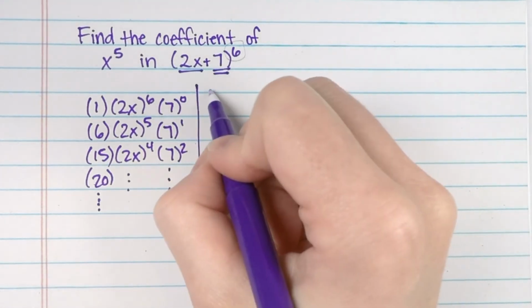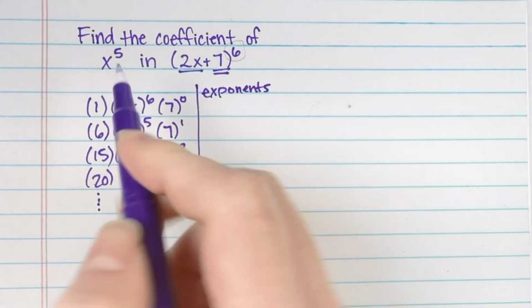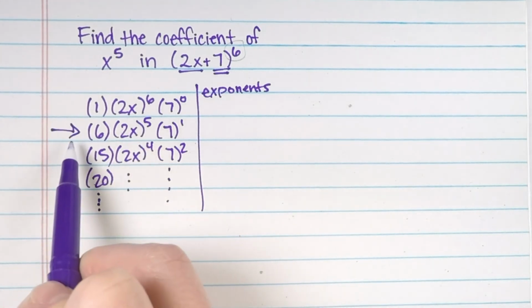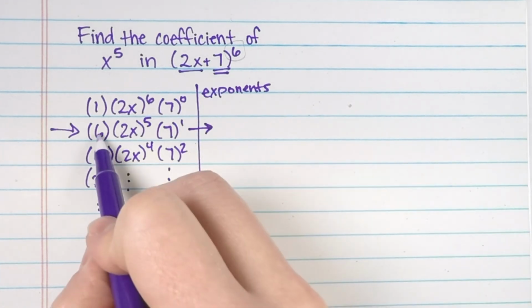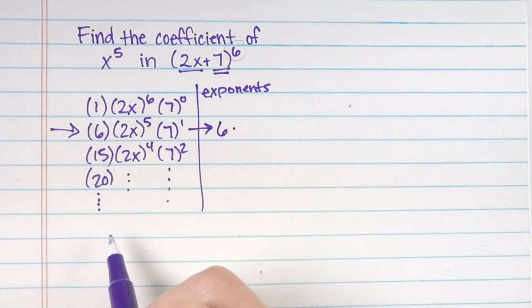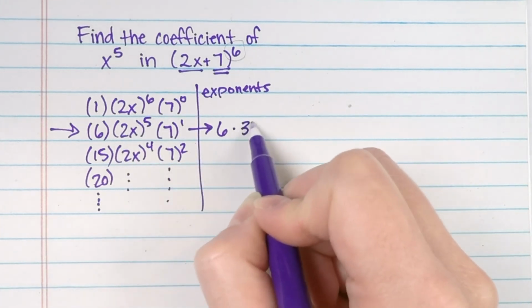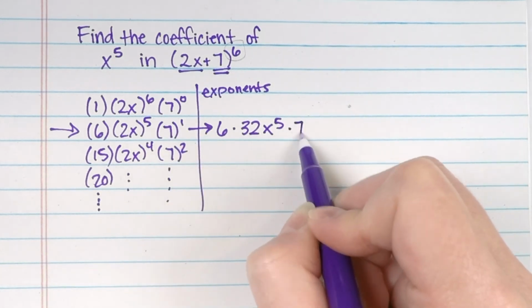Alright, so if we start to simplify our exponents like we did in the last one, now like I said, we want x to the 5th, so that shows up right here, so I'm only interested in this row. Doesn't matter what any of the rest is. So I'm just going to simplify this one. 6 doesn't have an exponent, so I'm just going to keep that the same. Here, this 2x to the 5th power. 2 to the 5th power gives me 32, and then there's x to the 5th, and then 7 to the first power is just 7.